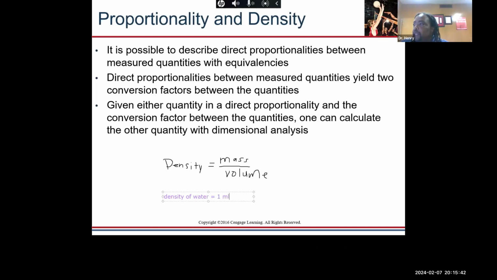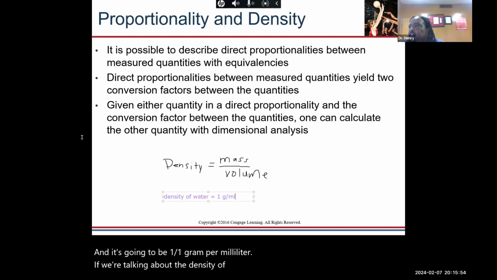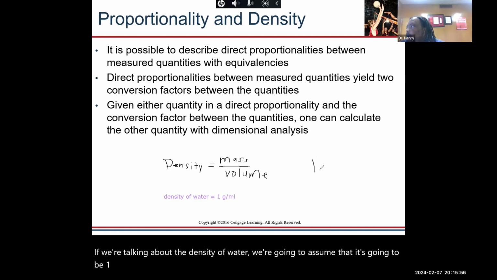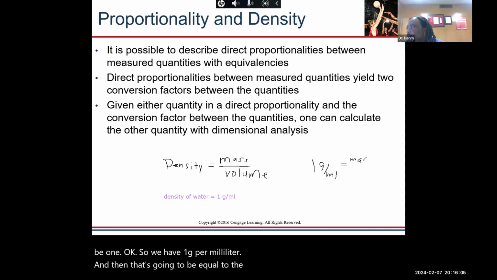It's going to be 1 gram per milliliter. Okay, so if we're talking about the density of water, we're going to assume that it's going to be 1. So we have 1 gram per milliliter, and then that's going to be equal to the mass of water over the volume of water. And then we're just going to put H2O for water.